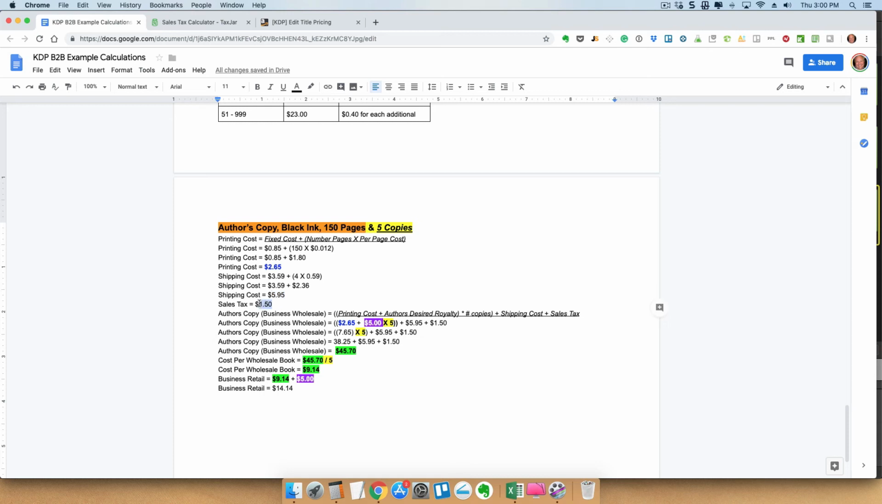Sales tax, I'll show you a little bit here when we do the calculator how we can put those in here. But right now we're just going to estimate $1.50. So to calculate what we're going to charge the business is your printing cost plus your desired royalty multiplied by the number of copies. And then we're going to add in our shipping costs, which already took into account the cost of the number of copies, and then add in the sales tax.